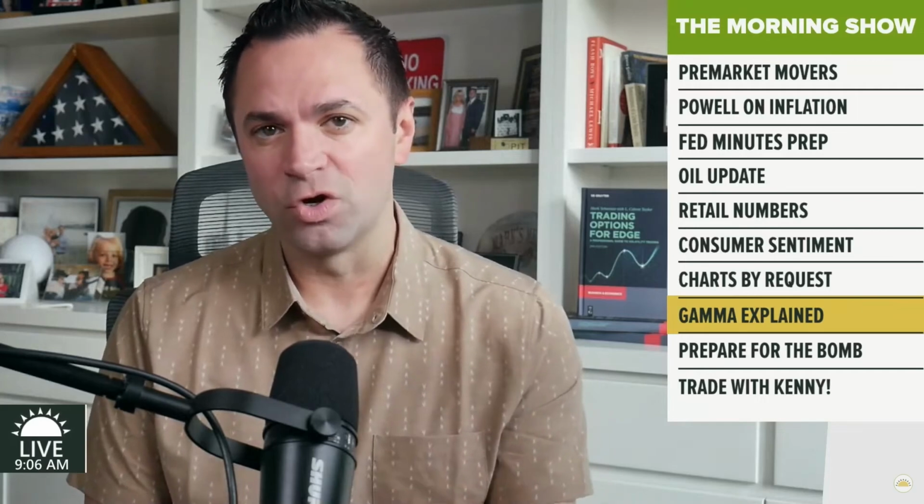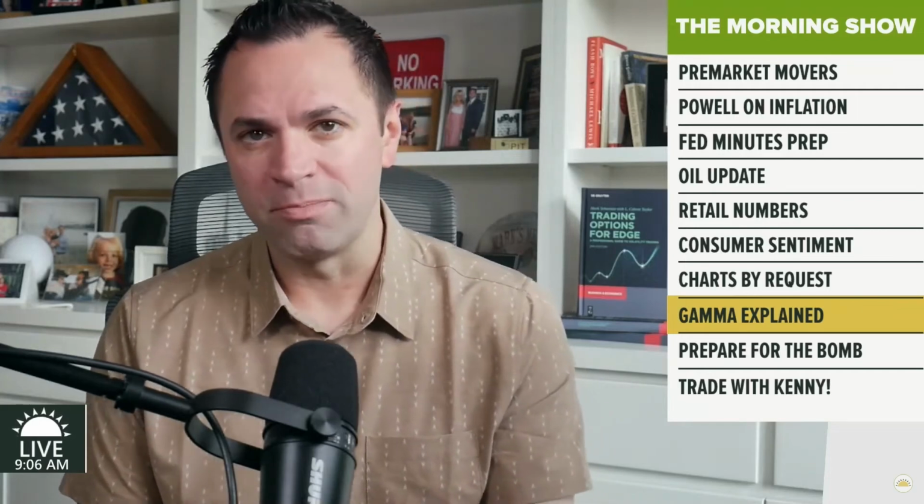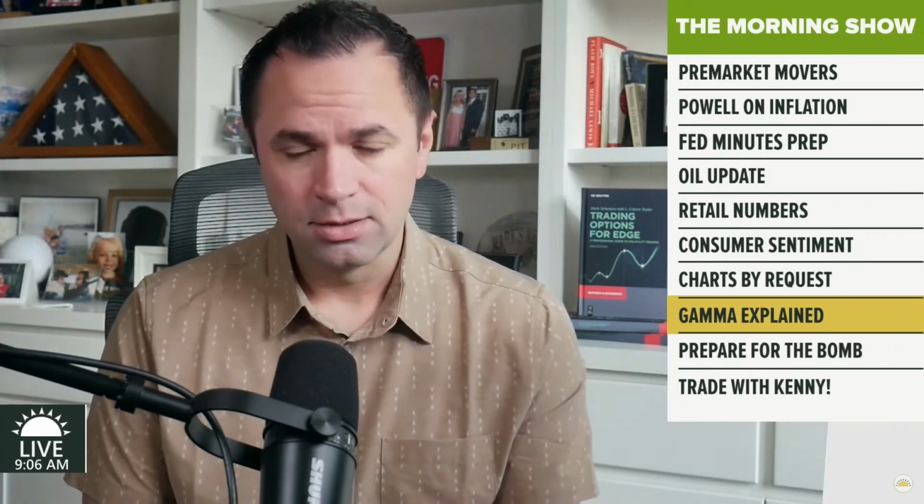Now, options can have negative deltas as well. Puts, if you're long puts, you have negative delta. That's inverse correlation. So if the stock goes up $1 and I have a negative 100 delta option, I'm going to lose $1. So that's it. That's pretty simple.